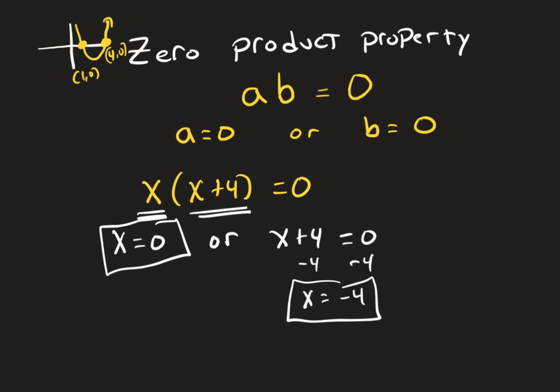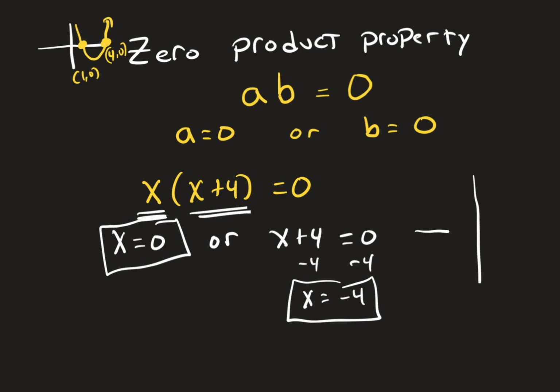0 times 4 is 0, which makes it true. If I have negative 4 times negative 4 plus 4, that's 0. Negative 4 times 0 is 0. So both of those things then become my solution using the zero product property.